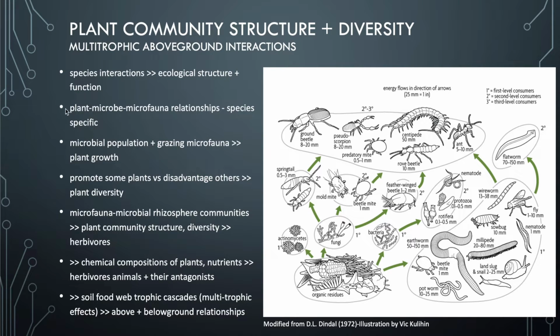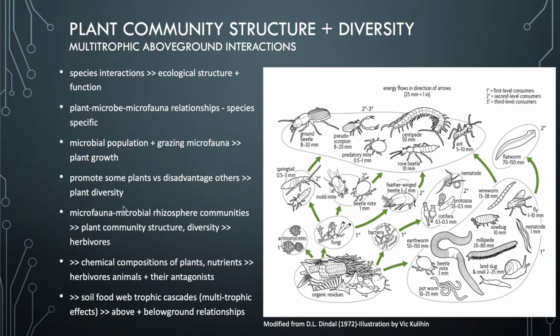So the plant relationship to the microbe and the microbe relationship to the microfauna which feeds on it are very much species specific. So it's a very specific interaction that occurs between all the players within the soil. Therefore the microbial population which the plant cultivates around itself, around its root, and the grazing microfauna have huge effects on plant growth. And these microfauna relationships promote some plants to grow and disadvantage others. And this influences plant diversity.